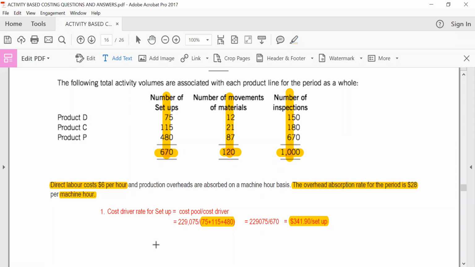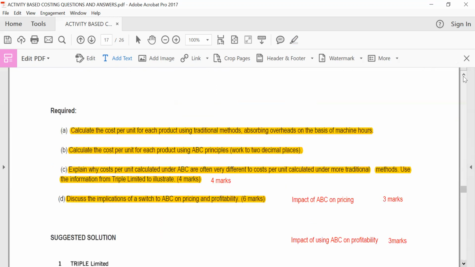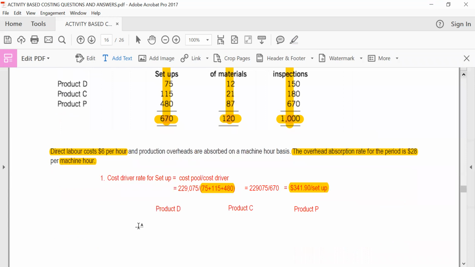So in the case of product D, I have product D was the first. We have product C, then we have product P. I think there has been a change. DCP, okay, right? So after getting the meter for setup, we are now going to charge the overhead. So I come, setup cost. You get the meter, you are ready to charge.